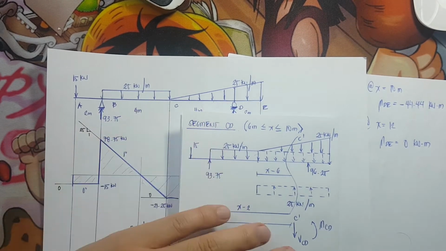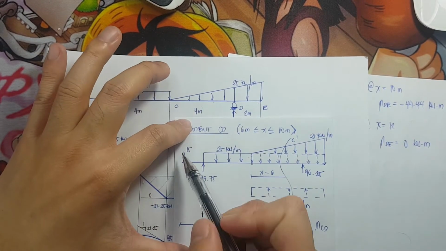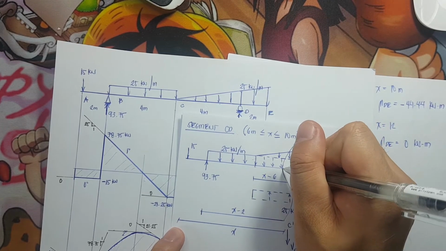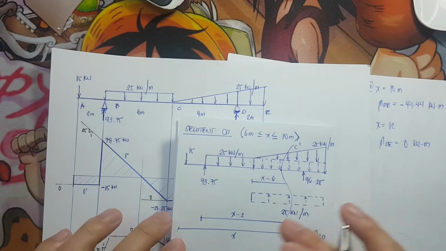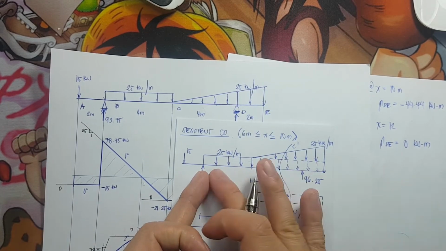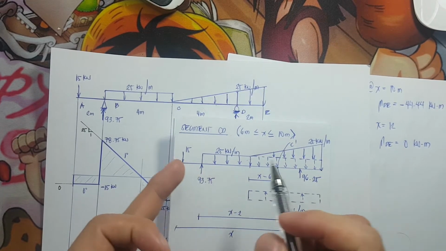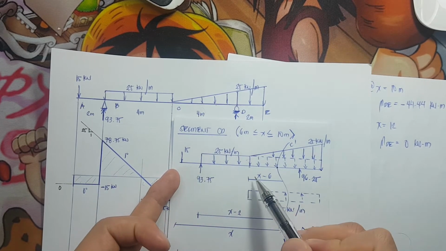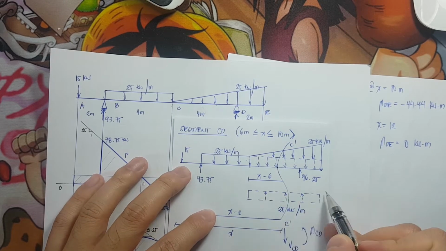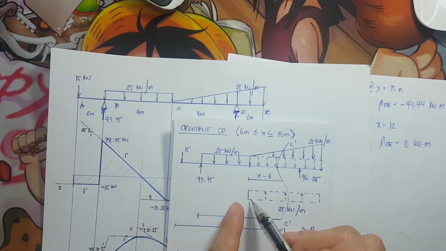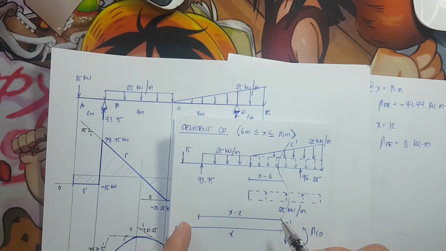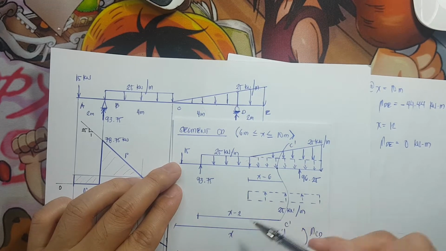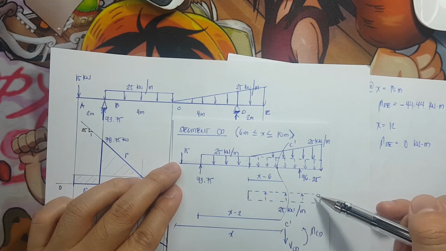For the distance, the farthest fiber is x from the point of cutting, so this is my cutting point or cutting plane. That is x. For this uniformly varying load, the distance would be x minus 2. Take note, this is x, so we just subtract 2. This time, for the uniformly varying load I introduced pointing upward, the distance would be x minus 6. This is 2 meters and this is 4 meters, therefore this distance is x minus 6.